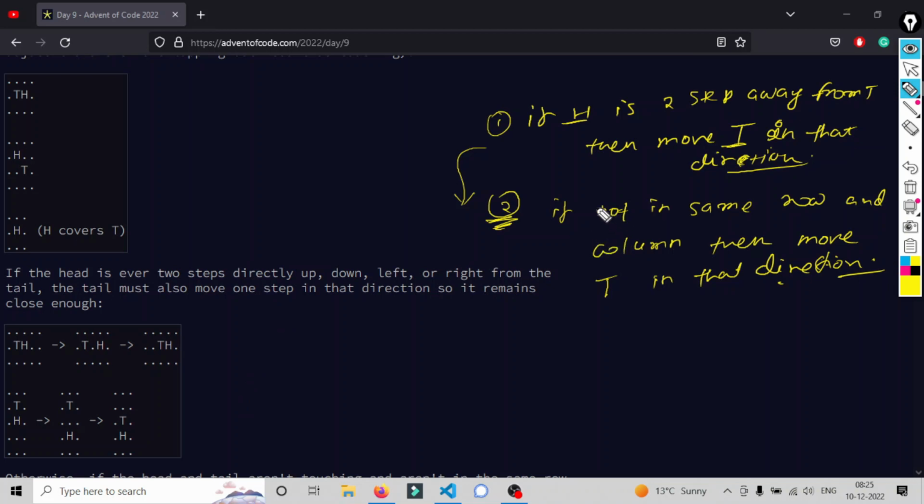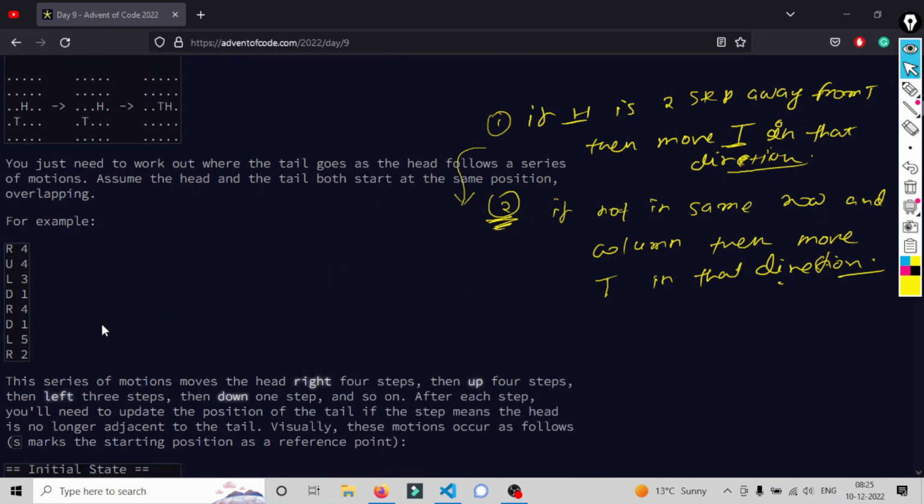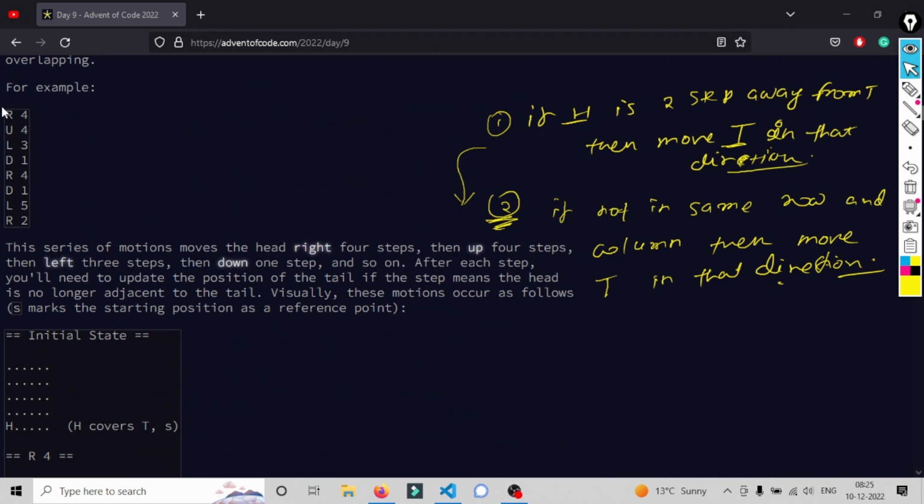So let me just walk you through one example here. So if I see this as an example, here it is saying the initial position. So before solving this, initial position of head, tail will be 0, 0, meaning head and tail will be at the same position. Remember that.